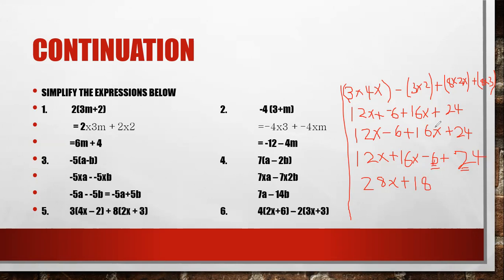Basically, you may skip the first step, and then come directly to the third step. Then you will have your 12x plus 16x giving you negative 6 plus 24. And since the negative is a smaller value and the positive is a bigger value, it will give you a positive digit, which is 24 minus 6, the same as 18. So I hope we take note of that. Any questions before we proceed?